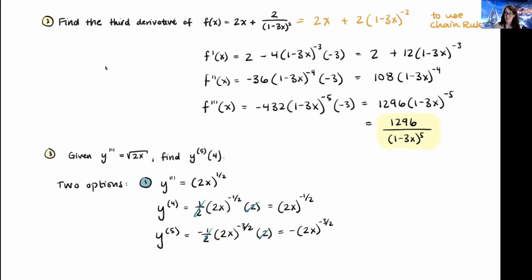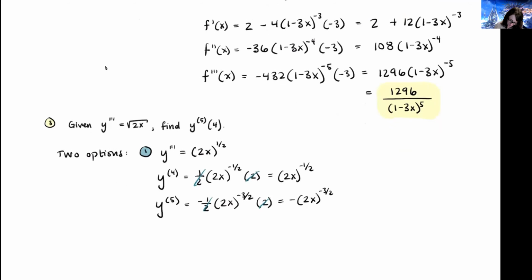So we want an exact value. So I would suggest that you rewrite this before we go substituting in as maybe, well, negative 1 over, what do we have here? The square root of 2x to the third.